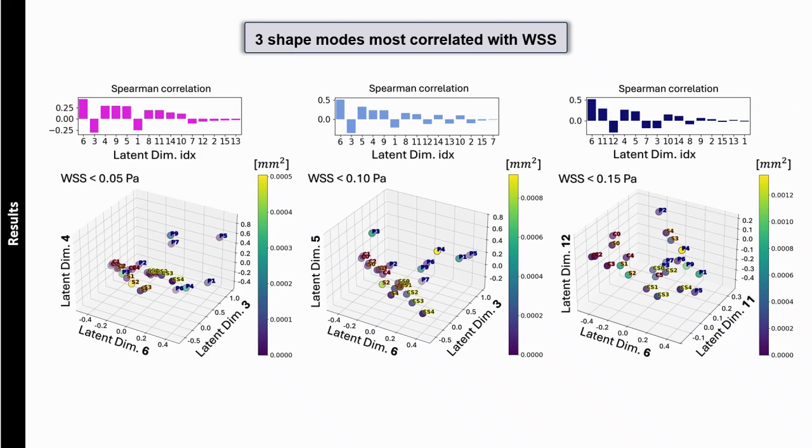This is an example result combining SSM and CFD. Each plot corresponds to a different wall shear threshold. The 3 axes are the shape modes most correlated with this metric. Colors of the markers represent the wall shear area.